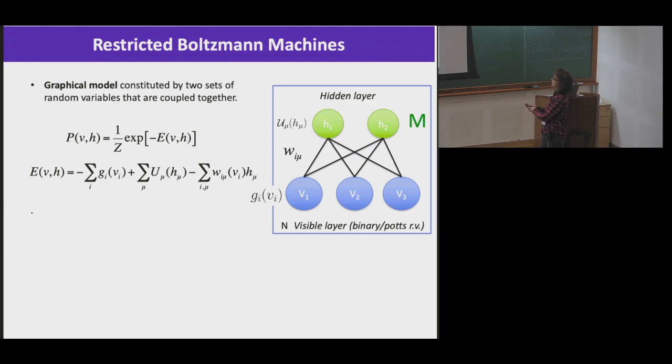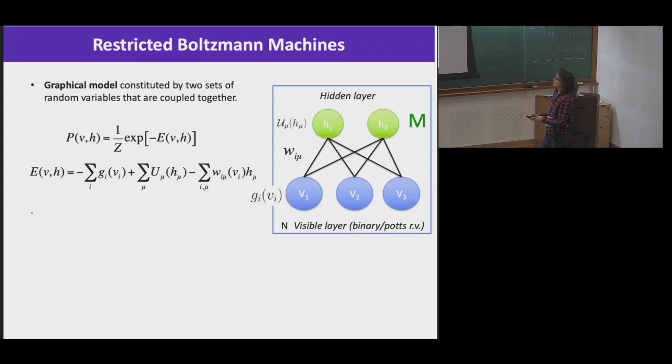So there are local field terms on the visible units. Then there are potential terms on the hidden units, which are analogous to the local field terms on the visible units. And then the coupling terms, which are these weight matrices between the visible variables and the hidden units.